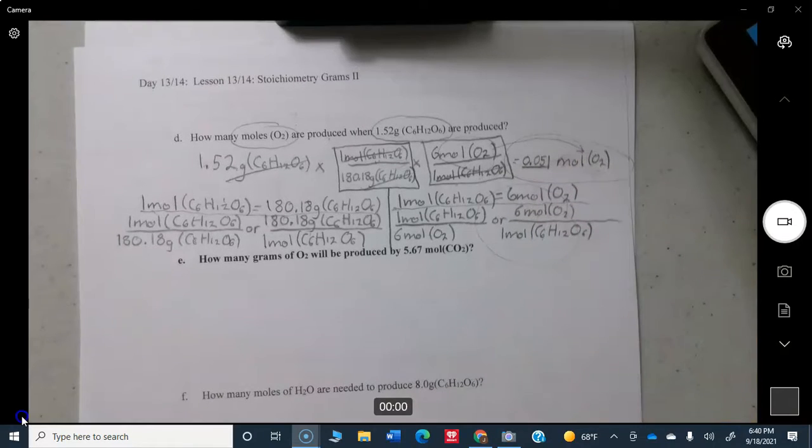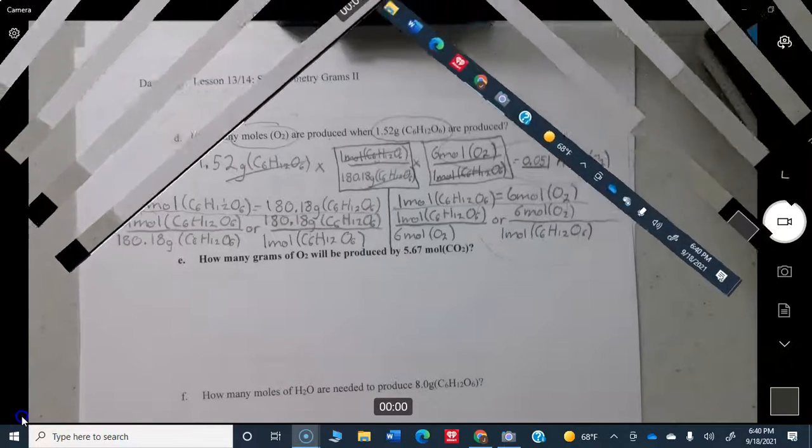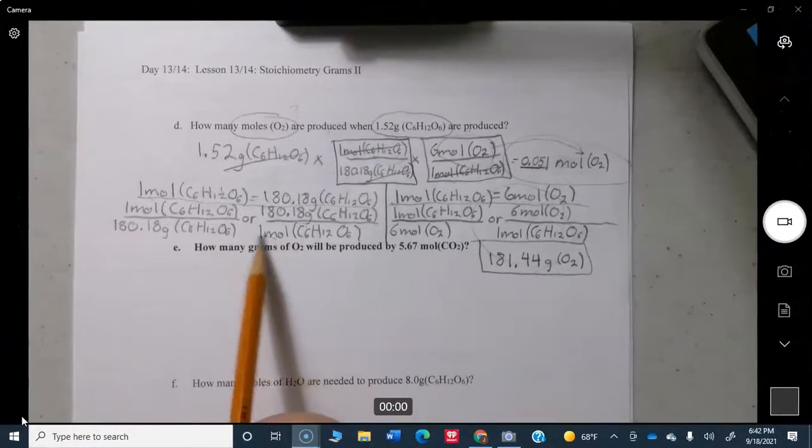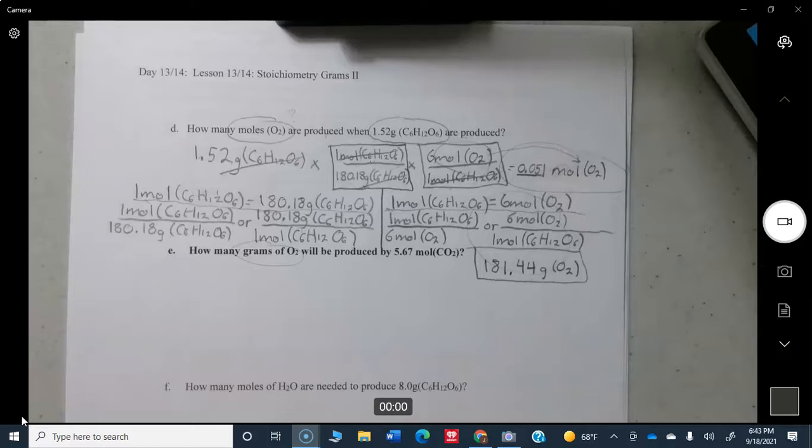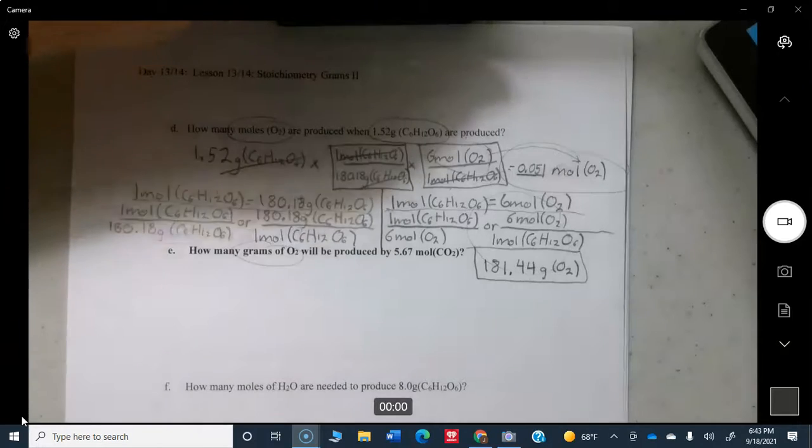All right, E, you are going to do on your own. Okay, so there's the answer I have for that. It's asking us for grams of O2, and that's the answer that I have right there. If you disagree on any of my answers, email me. I prefer an email, but you can go through Canvas either way, and I'll respond to you if you have any questions. Okay, going on to the last one.